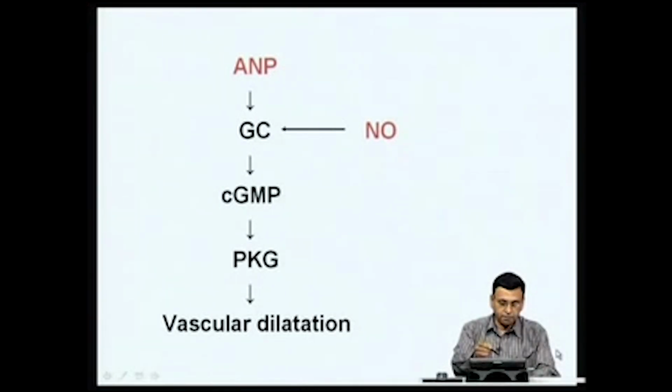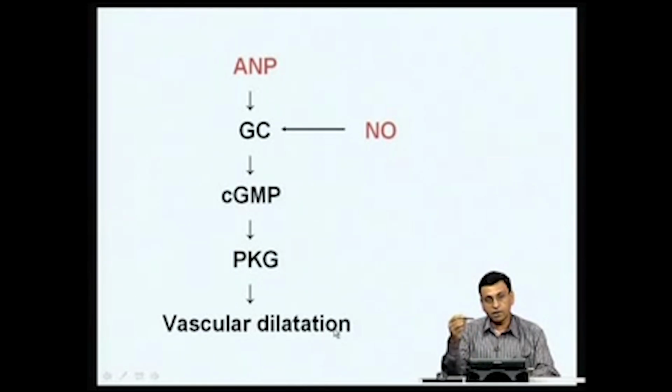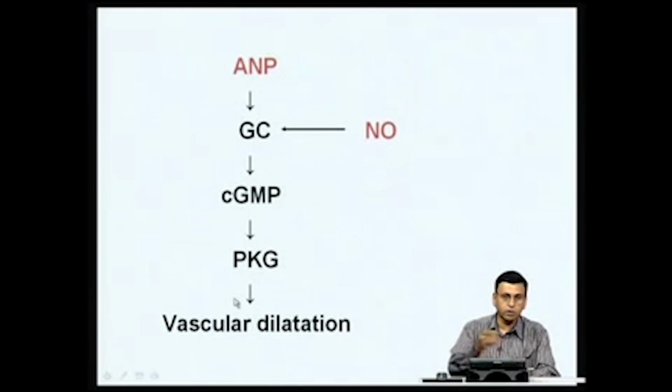So, again, once the cyclic GMP is synthesized by the guanylate cyclases either by ANP or through nitric oxide, one of the major activities of cyclic GMP and protein kinase G is to induce vascular dilation, which has very important clinical effects, and there are a number of drugs and molecules which are actually used to cause vascular dilation, and they all act through this particular pathway. So, the cyclic GMP pathway plays a very important role in vascular dilation.